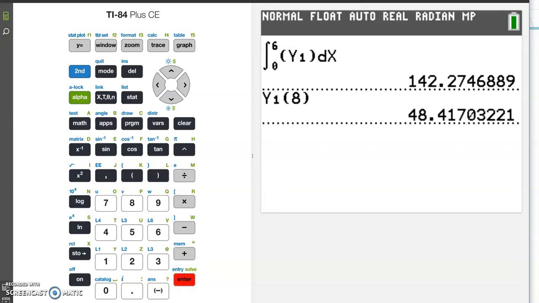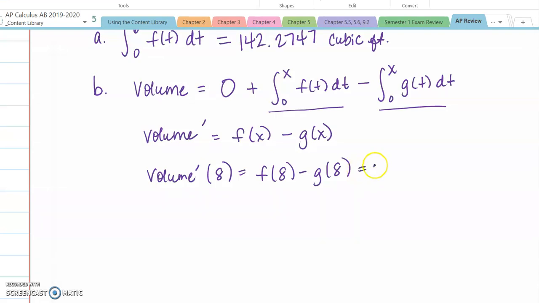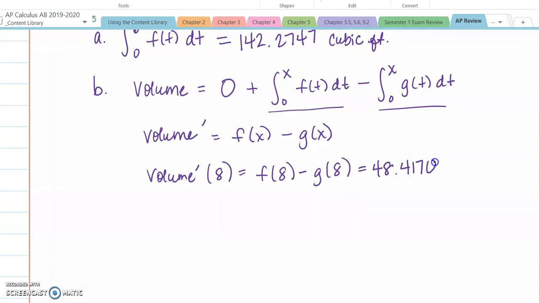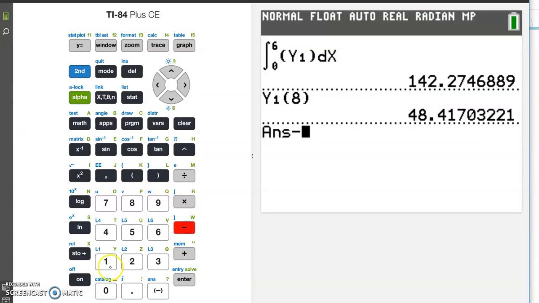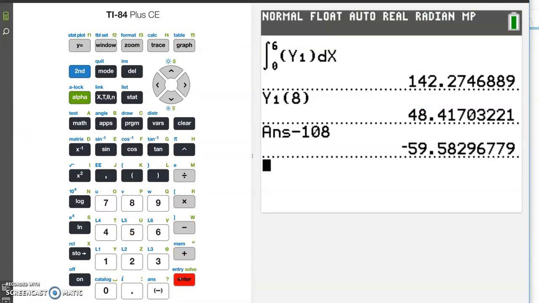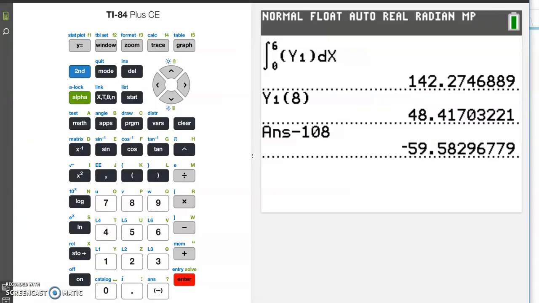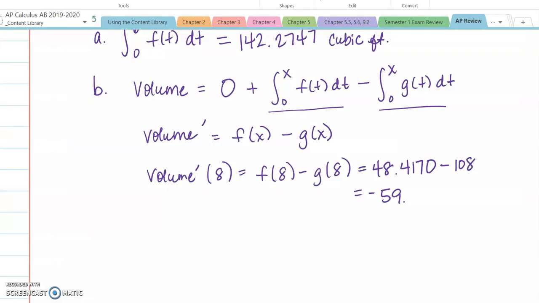So that's 48.4170. And then you subtract g of 8, and g of 8 is 108 by looking at the piecewise function. So negative 59.5830. And the units are cubic feet per hour.